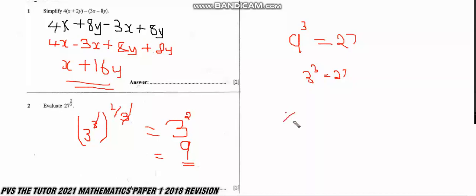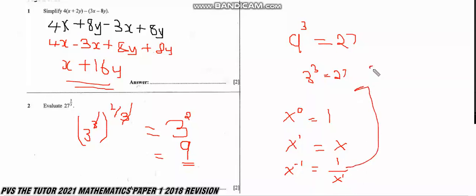These are rules of indices that you must know. You should also know that any number raised to the power 0 will give you 1. Any number raised to the power 1 will give you that same number. You must also know that any number raised to a negative power is 1 over that number to the positive of the power. For example, 2 to the power negative 2 is the same as 1 over 2 to the power 2. This means the inverse, the reciprocal.